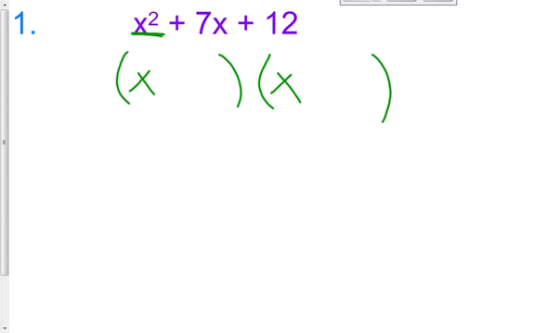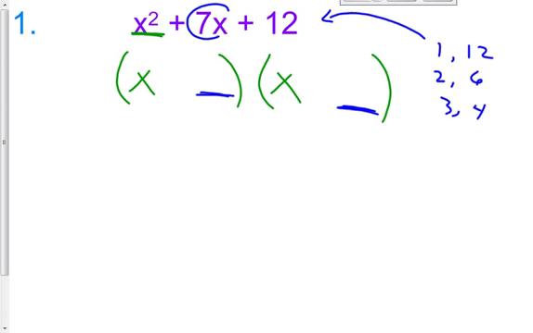Now, in this spot and this spot, I need to have factors of 12. So my factors of 12 are 1 times 12, 2 times 6, and 3 times 4. So in my second 2 spots in my binomials, I need to have factors of 12, and the tricky part is that when I add them up, I have to get the middle term, which is a 7. So I need 2 factors of 12 that add up to give me 7. As you can see, this would add up to give me 13, this would add up to give me 8, and this would add up to give me 7.